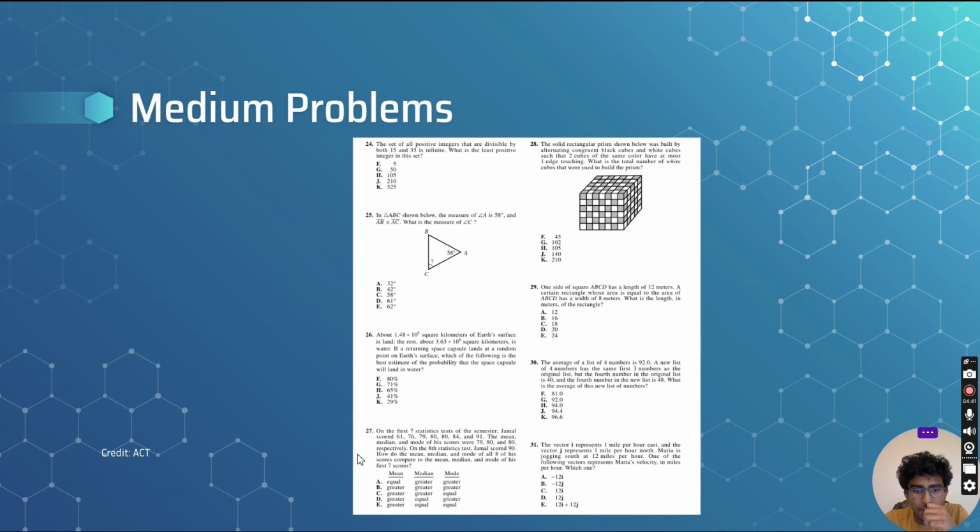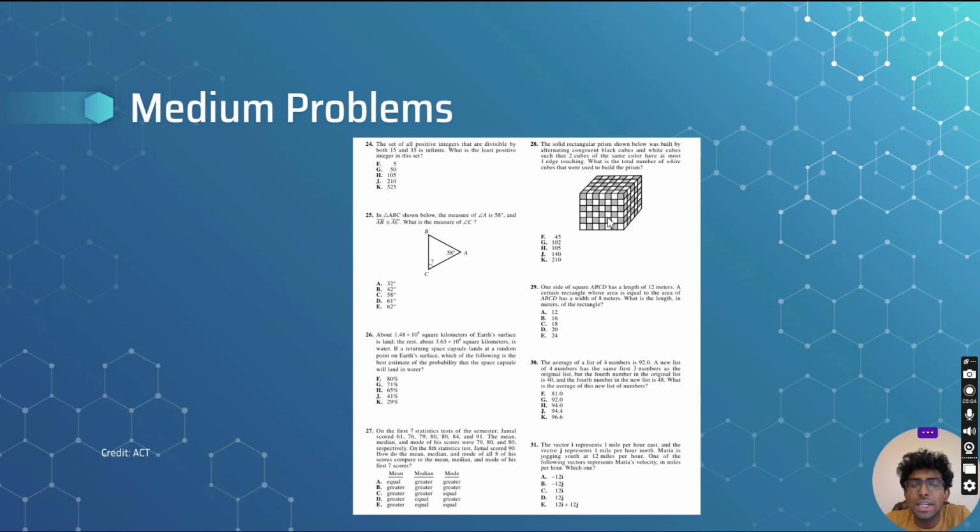27, mean, median, mode, where you have 7 scores and then an 8th score, like a 90. How does that impact mean, median, and mode? Okay, so just remember how to do mean. It's the sum divided by the number of scores that are there. Median is what happens in the middle, what's the middle score, and mode is the score that's appearing the most amount of times.